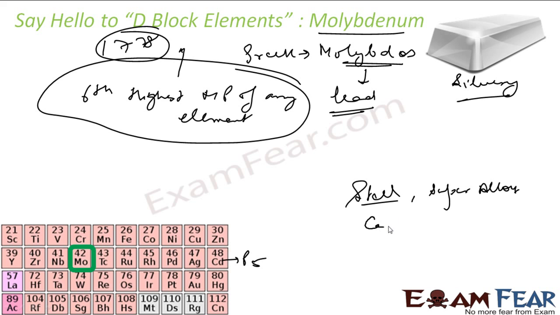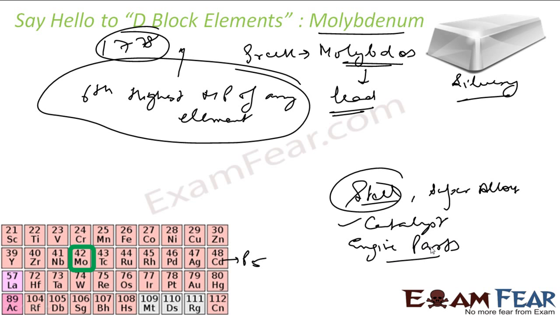And it is used as a catalyst. In the nitrogen fixation process, you must have seen the chemical reaction, we use molybdenum as a catalyst. Since it is very hard, it is used to create engine parts, because in engine parts the whole thing happens at very high temperature and you need something which can resist high temperature. So this molybdenum is used.